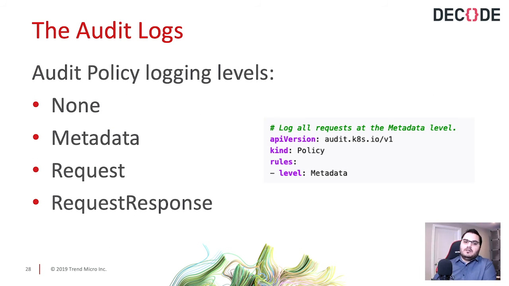So for the audit policy, you have four logging levels. You have the none, which doesn't log anything. You have the metadata, which only logs request metadata, not the request or response body. You have the request audit logs, which logs the metadata and the request body, but not the response. And you have the request and response logging level, which logs the event metadata, the request and the response body.